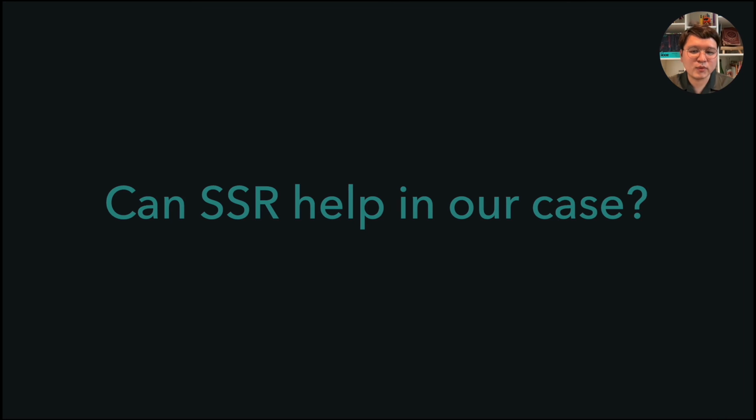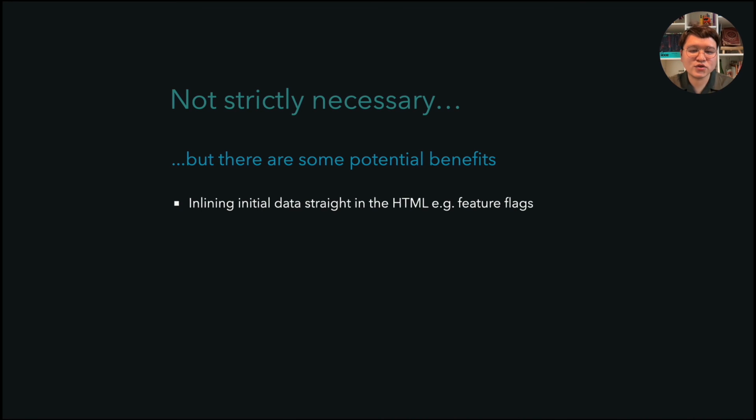So you might be wondering, what if we go SSR? Will that help? I think it's not strictly necessary, but there are some potential benefits. The first one is, with SSR, we can inline initial data straight in the HTML. An example would be feature flags. You might want to hide features from certain users. And with server-side rendering, you can contact the feature flag API directly in the server, get what the user should be having, and send what the user will have directly in the HTML.